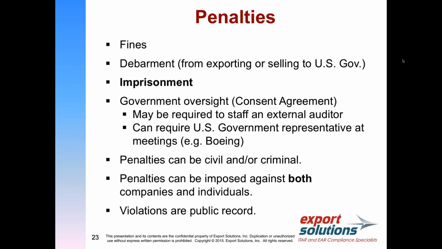Boeing, on one of the larger cases, the QRS-11, a navigation chip, had to have a U.S. government representative from the State Department at every meeting that they held. So they crashed all the business meetings.